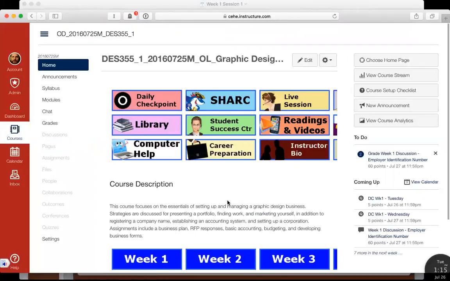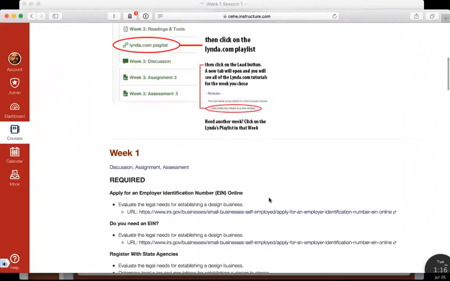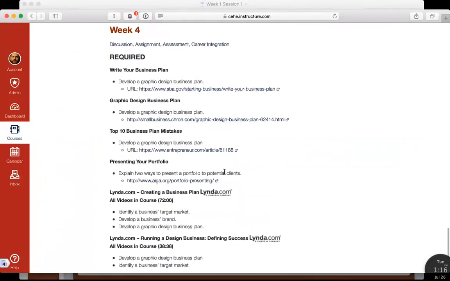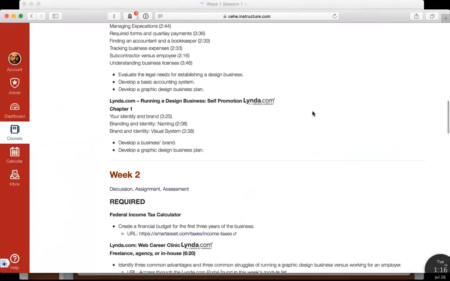Now, in addition to these live sessions, which are going to get more in depth and cover specific areas that I feel might be a struggle, or add some additional information, the bulk of your information is going to come from the required media. So if you click on modules and come over here to course media, in there it's broken down week by week what the required media is, and occasionally you will have some optional additional media. In week 4, I think, there's a highly recommended item, meaning you don't need to watch this, but it would be really good for you.